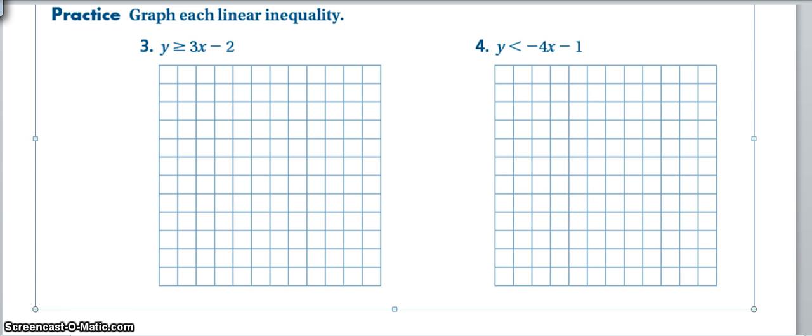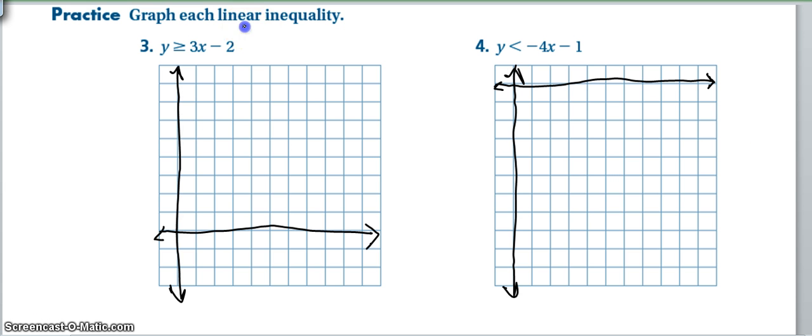Set up the axes, draw your line, decide whether it's dashed or solid, and then shade above or below the line. We want to draw our x and y axes something like this because when I look at the y-intercept being -2, I want to be able to fit that on, and my slope being 3, that means I'm going to go up fast. My y-intercept is a negative value, and then my slope is negative, which means I will continue going in the downward direction. Go ahead and make sure your lines are drawn.